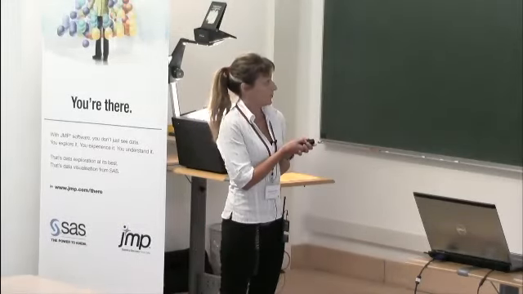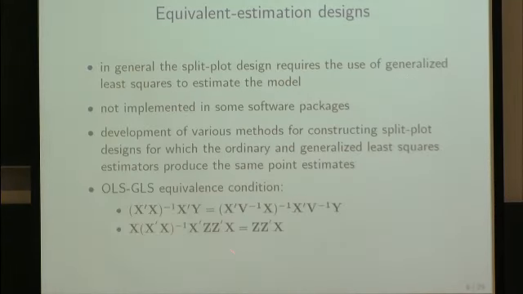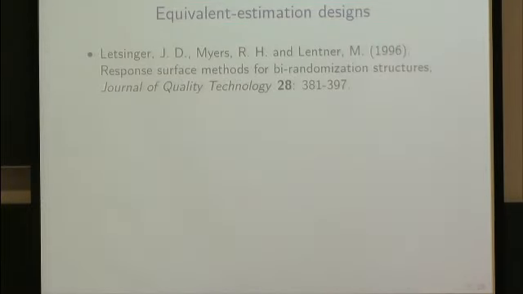So here we have the ordinary least squares generalized least squares equivalence condition, which is given by this equality. Here we have the ordinary least squares estimator, and here the generalized least squares estimator. And an alternative expression is given in this row. The ordinary least squares, generalized least squares condition for second-order split plot designs was discussed first in Letsinger, Myers, and Lentner in 1996.